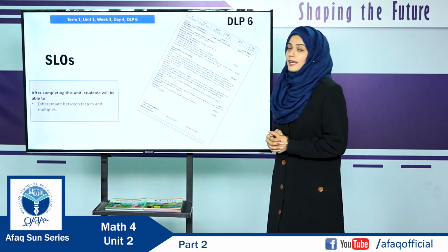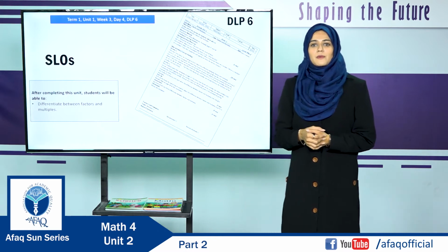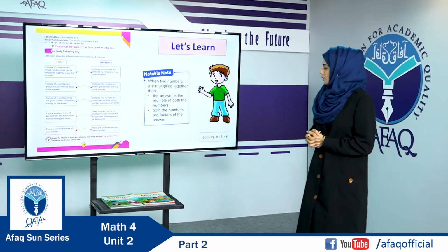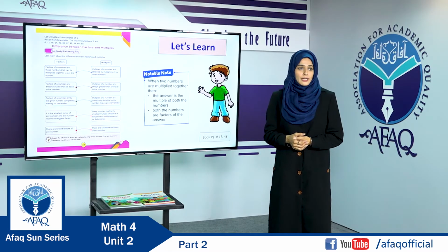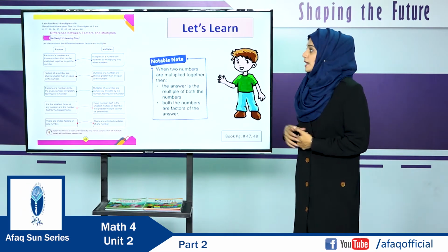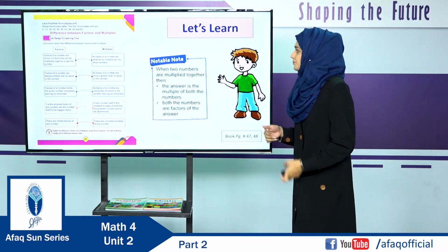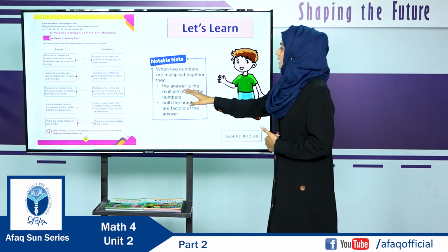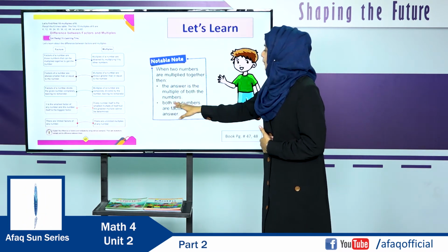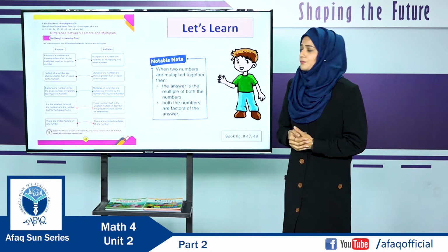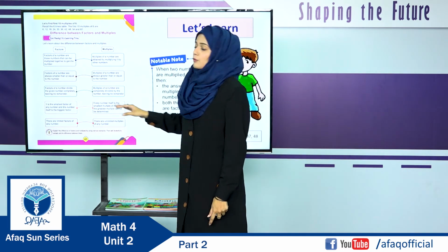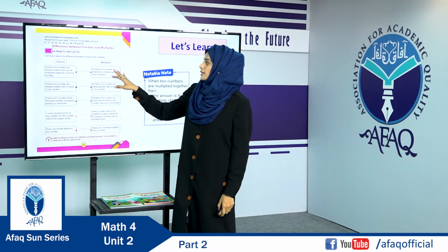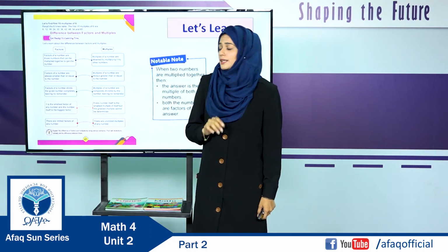Differentiate between factors and multiples. To cover this, the methodology has been provided in DLP 6, which falls in term 1 unit 1 week 3 of day 4. Okay. On pages number 47 and 48, there is very interesting information for you related to multiples and factors. Some important points. When two numbers are multiplied together, then the answer is the multiple of both the numbers. Both the numbers are factors of the answer. And here are very important points which differentiate factors and multiples. Now we are going to discuss factors and multiples. What is the difference between them?